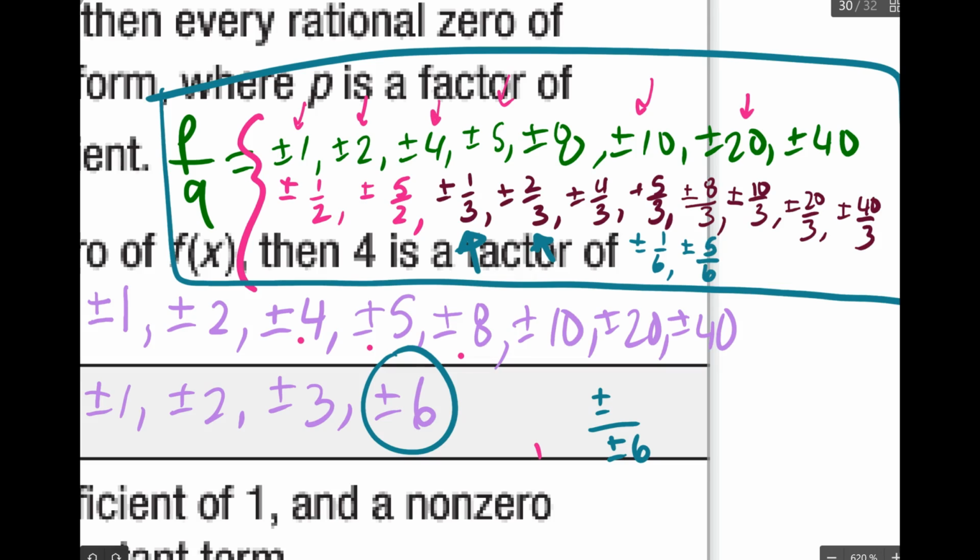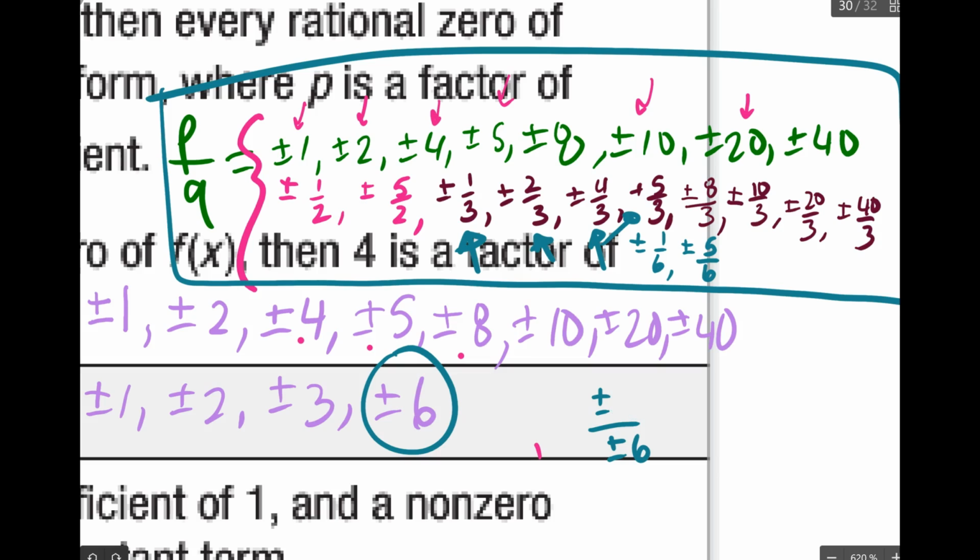Plus or minus 8/6 is the same thing as 4 over 3, so I have that right here. Plus or minus 10/6 is the same thing as 5 over 3, so I already have that right there. 5/3 is already written out.